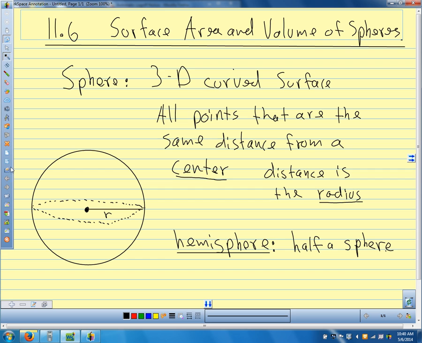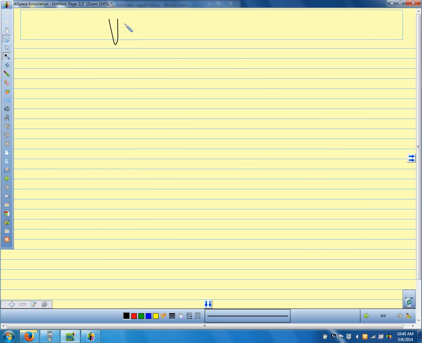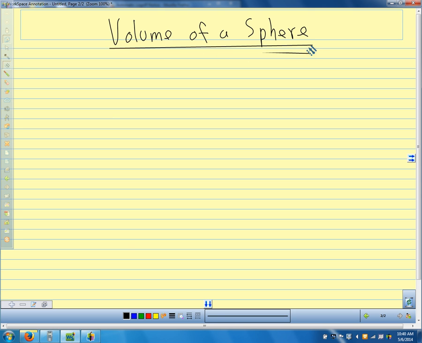So let's look at our volume formula. The volume of a sphere. All we have to find for our sphere is the radius. The volume is going to be 4/3 pi r cubed, units cubed. And all we need is the radius.